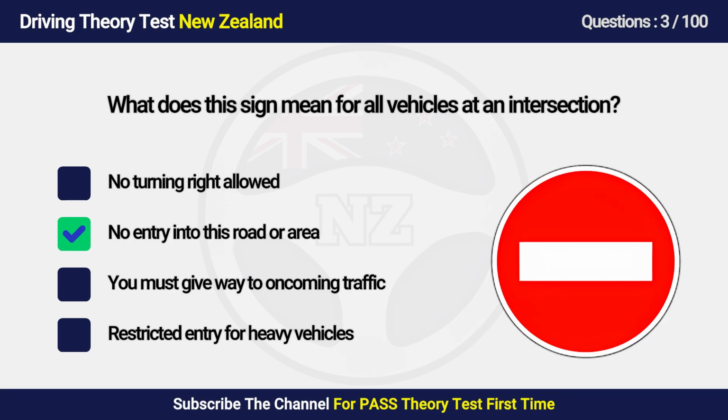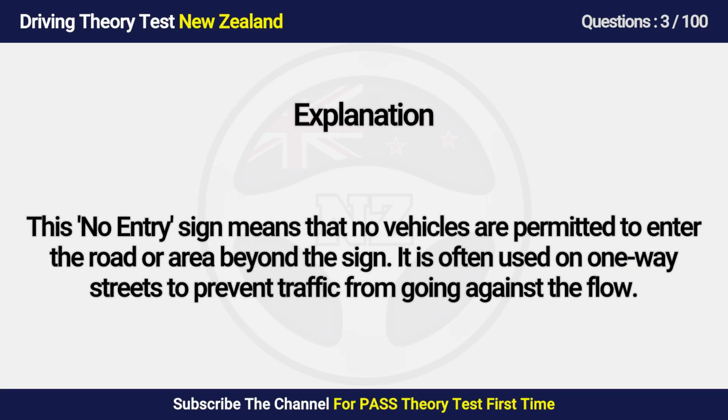Answer is B. No entry into this road or area. This no entry sign means that no vehicles are permitted to enter the road or area beyond the sign. It is often used on one-way streets to prevent traffic from going against the flow.